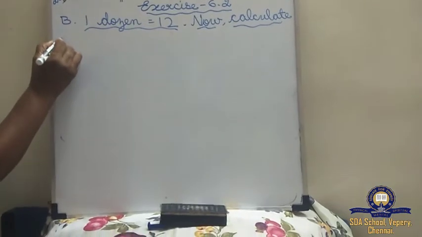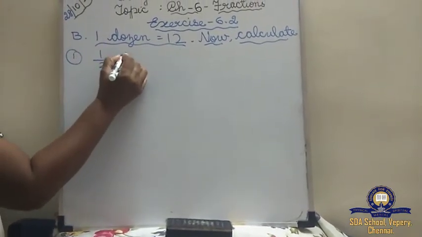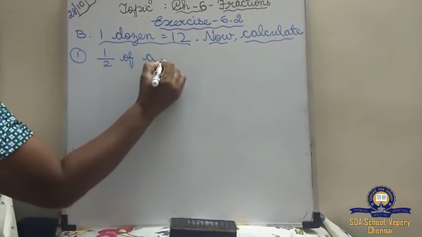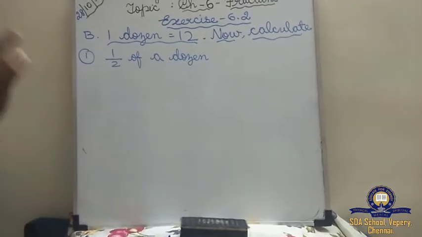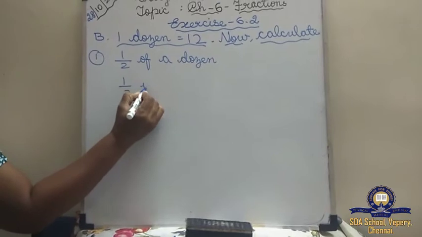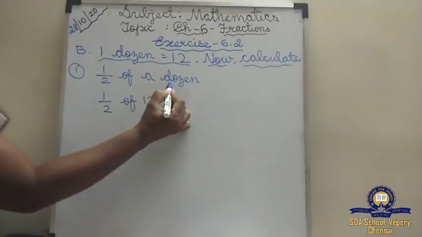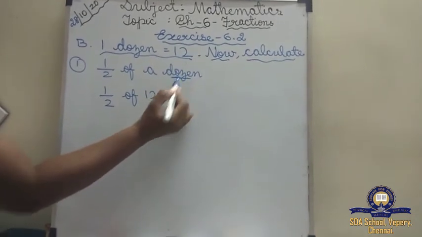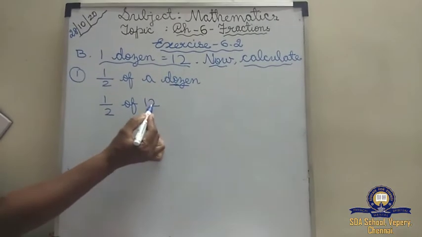So the first sum I will do. See, 1 by 2 of a dozen they have given. So dozen means what, children? 12. So what you have to do? 1 by 2 of 12. Understood, children? See, here they have written dozen. Instead of dozen, what you have to put, children? 12. So 1 by 2 of 12.